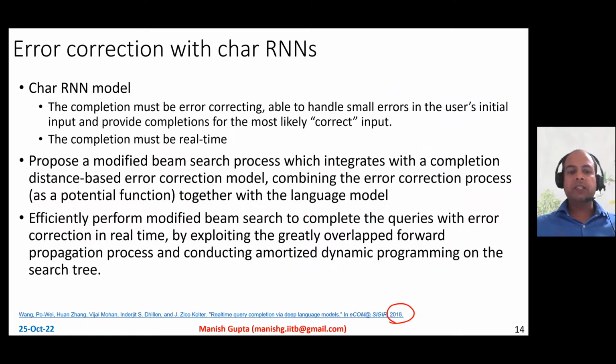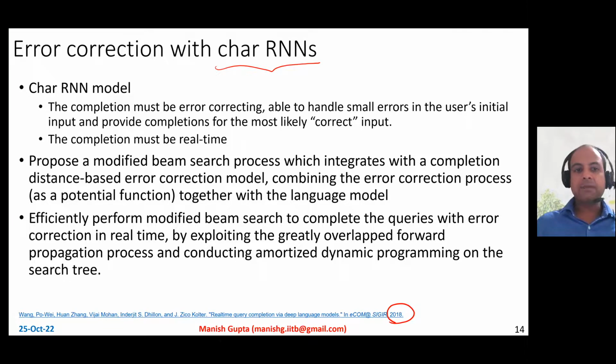Now this new method that we're going to talk about is based on character RNNs. The goal here is to first take the user prefix and then do two things. First, correct the user prefix if required, and second, come up with completions. So correct the user prefix and come up with completions. All of this must be done in real time.